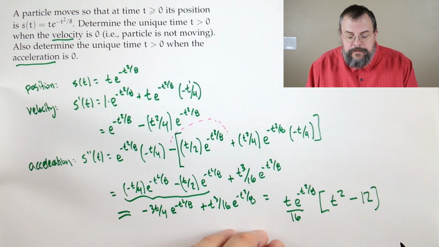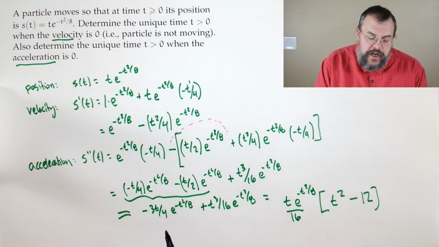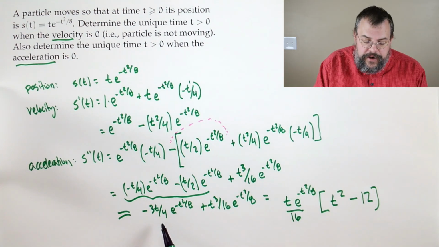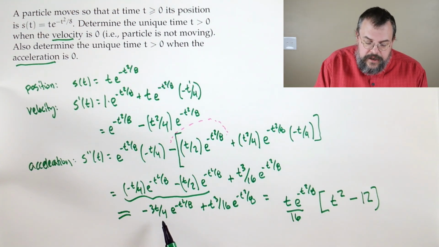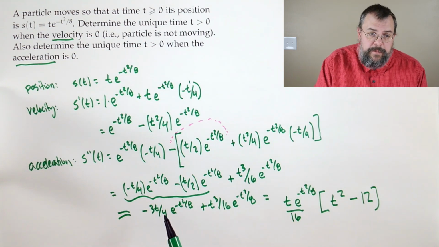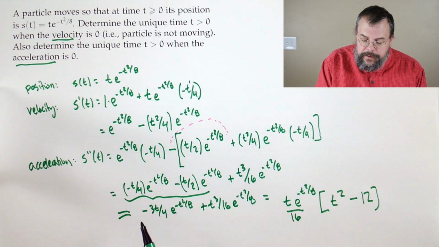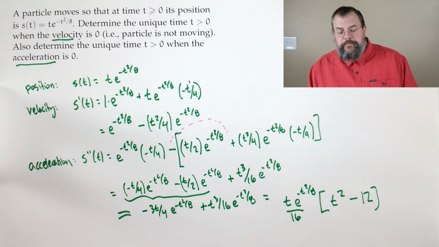And where does the 12 come from? Well, essentially, I'm off by a factor of 4 in the denominator. See, I want 16, but I only have 4. So I'd have to multiply by 4 downstairs, or I'd have to multiply by 4 upstairs. So that's where that comes from. All right.